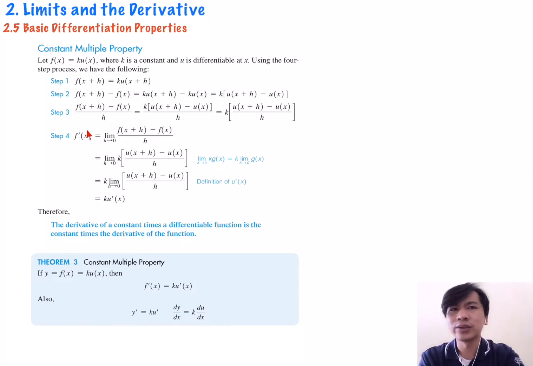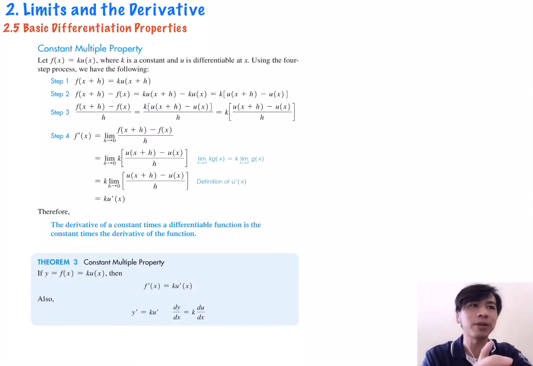So the proof uses the 4-step procedure, which is f of x plus h, which is k u of x plus h. Okay, I leave this for you to read in your textbook. It's in your textbook. Okay, I keep saying that. So you'll have y prime equal to k times u prime. So you just concern yourself with the u prime.